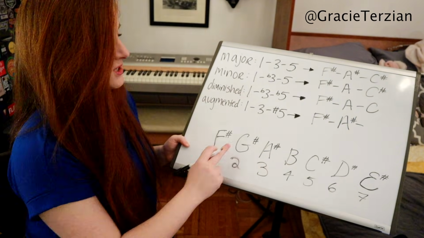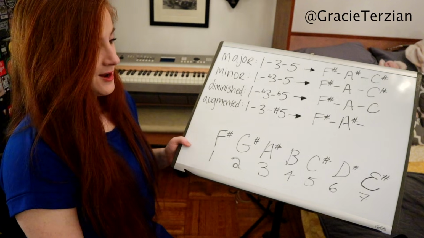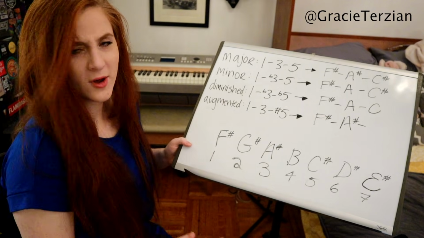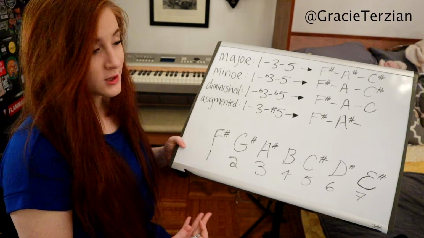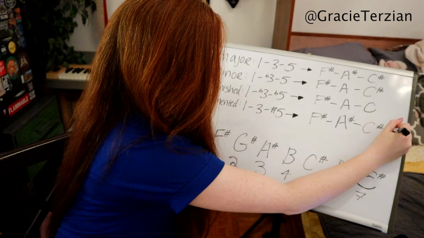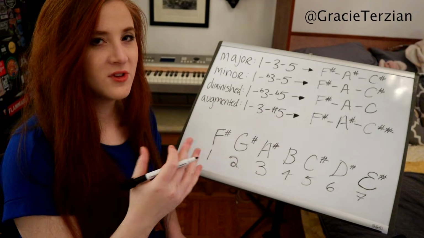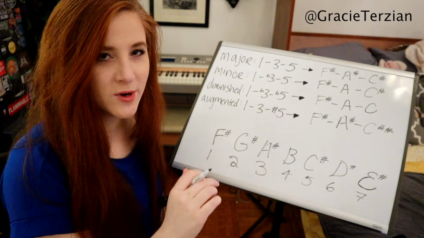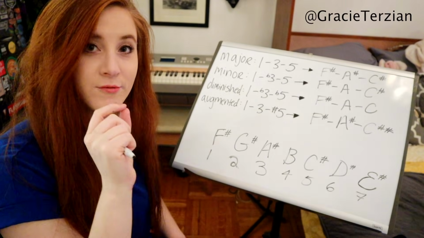Okay, now this one's going to be interesting. So we need a sharp 5, and our fifth degree is a C sharp. So how can we sharp a C sharp? Well, we're actually going to write C double sharp. Now when you see a double sharp note written on staff paper, you're going to see a little X symbol written right in front of the note.